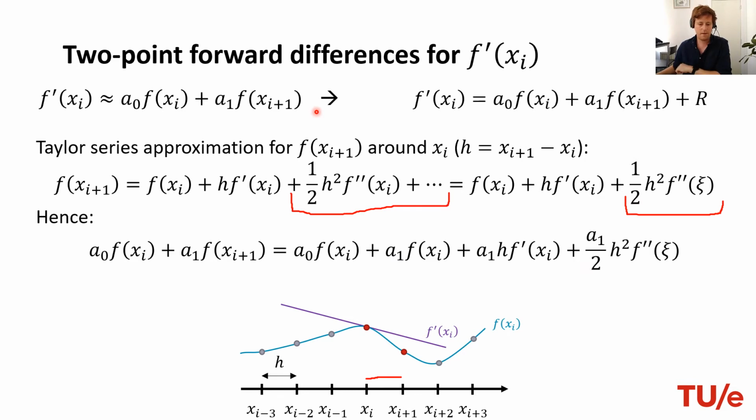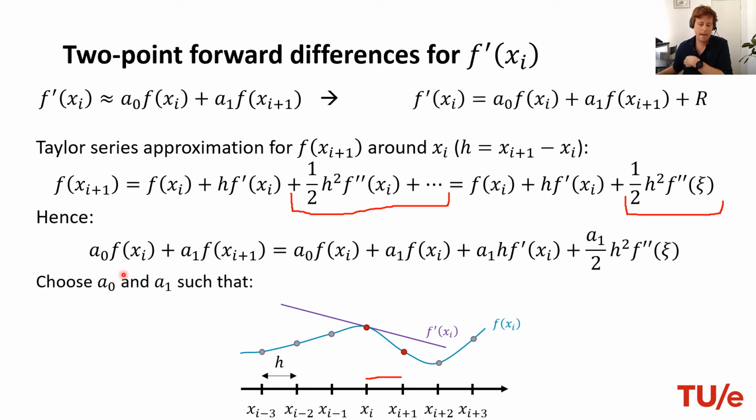So what we do is, well, a0 times f of xi plus a1 times f of xi plus 1. And we know that f of xi plus 1 can be rewritten in terms of function values at xi using this Taylor series expansion. So we just plug this in here, and then we end up with the following. Okay, so now let's see what we have here. This looks like quite a long expression, but we can group some terms here.